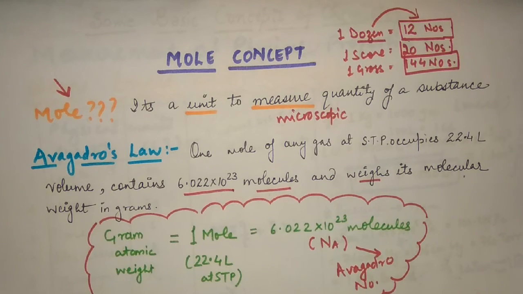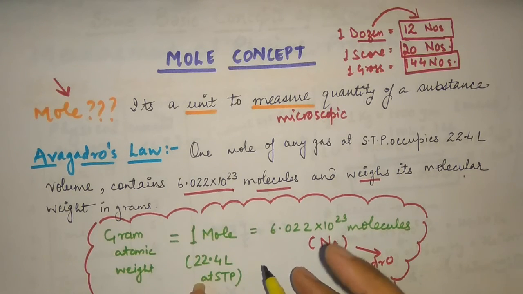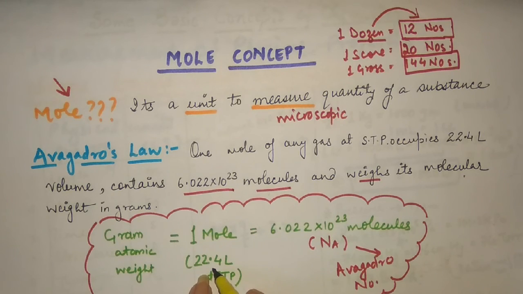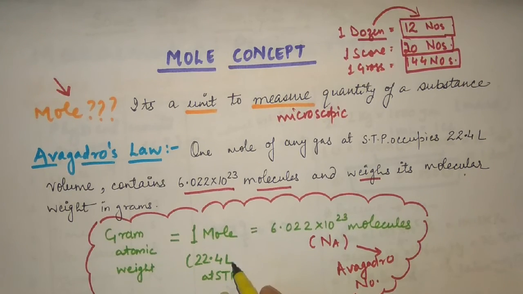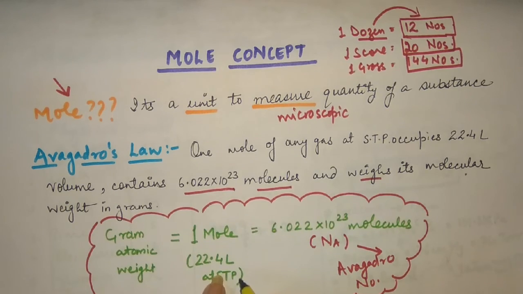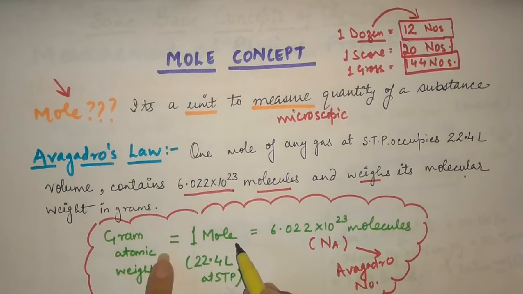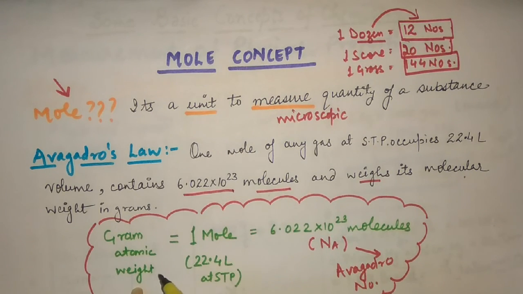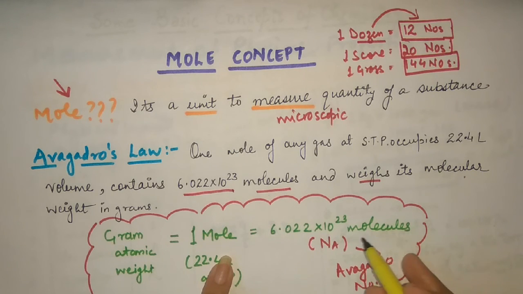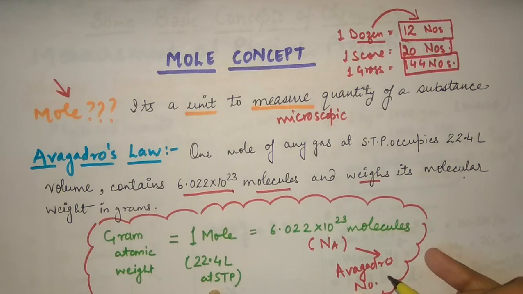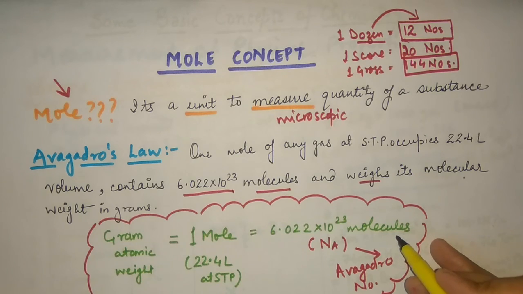So what he said basically is that 1 mole of any gas at STP will contain 22.4 liters. You have to remember this. 1 mole at STP will contain 22.4 liters, and 1 mole will be equal to the gram atomic weight of that particular substance or gas. And 1 mole will also contain 6.022 into 10 to 23, which is called the Avogadro number. These many particles would be present.